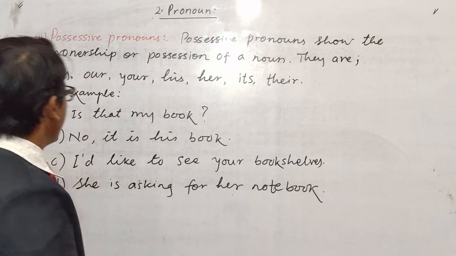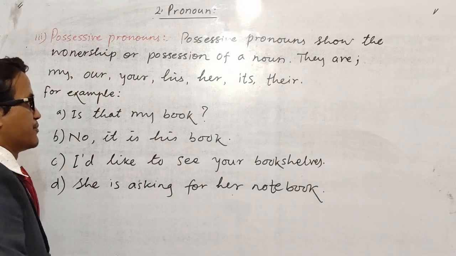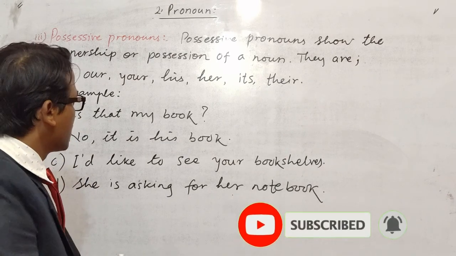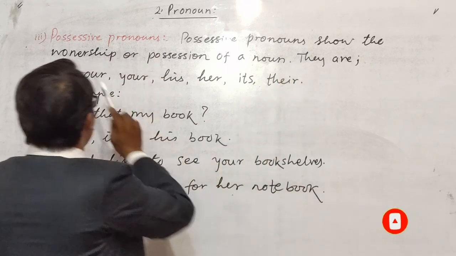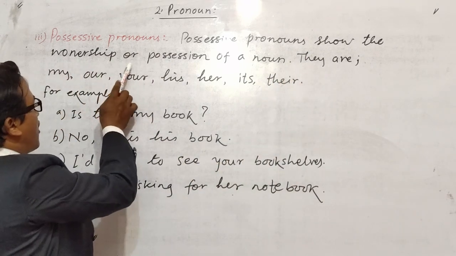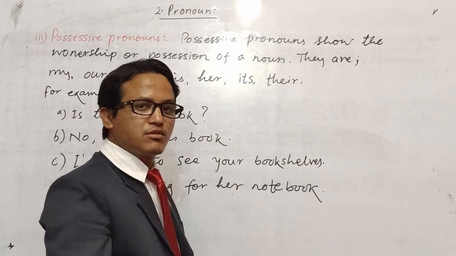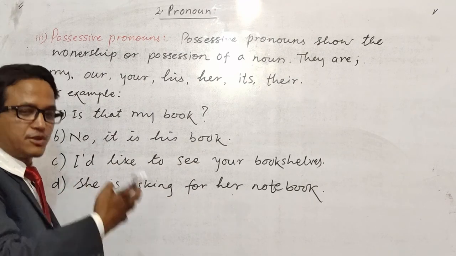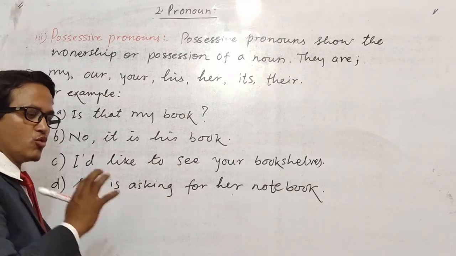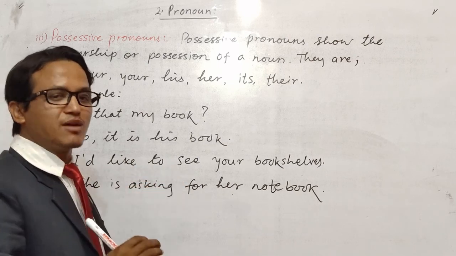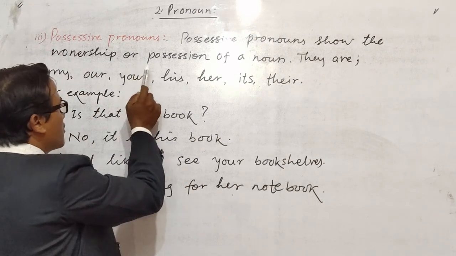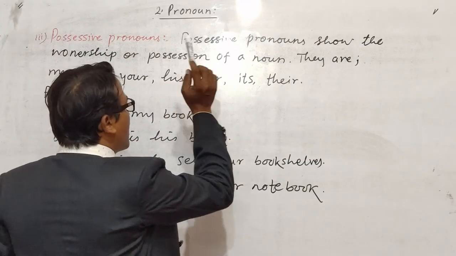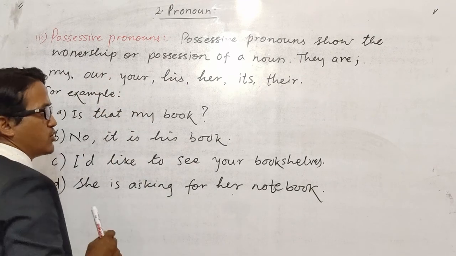Okay, now next is possessive pronoun. So what do you mean by possessive pronoun? Let's discuss it. Possessive pronouns show the ownership or possession of a noun. So possessive pronouns always show the ownership. Who is the owner? And who is the thing which belongs to someone, isn't it? So the thing which is the possession of anyone, that's why it shows the possession and the ownership.